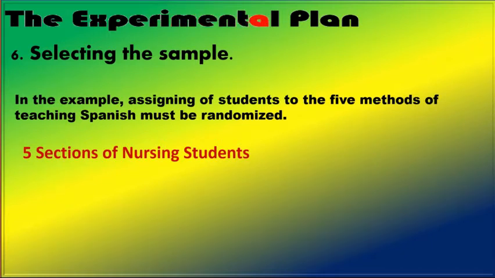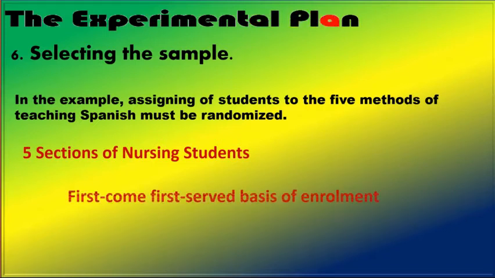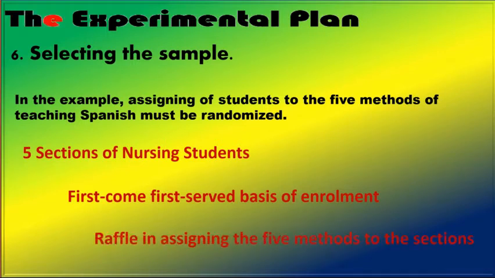One section was opened for enrollment, and when this was filled up, the next section was opened for enrollment, and when this was filled up, the next section was opened, and so on. The professor employed the raffle in assigning the 5 methods to the sections.